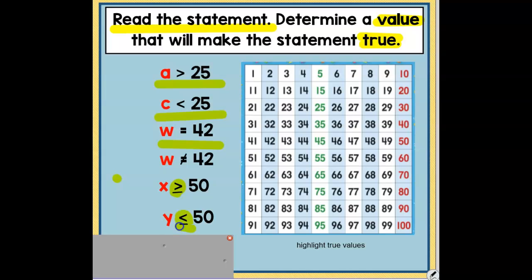So again, I need to find 50 on here. It does say equal to, so I can count 50, because 50 is equal to 50. And then anything else that I could choose that would be less than. So any numbers in my 40s, 30s, 20s, teens, all the way down to 0 or negative numbers would be true in this equation. You could have chosen any of those.